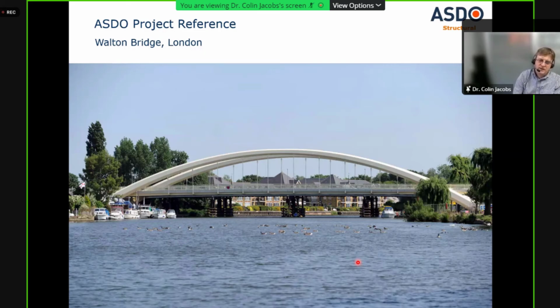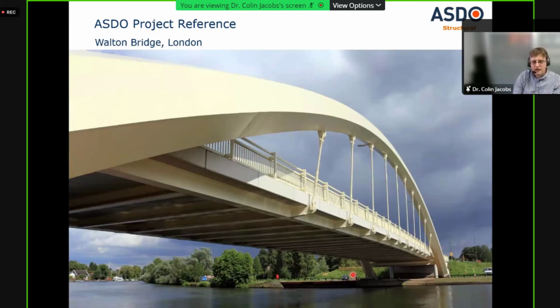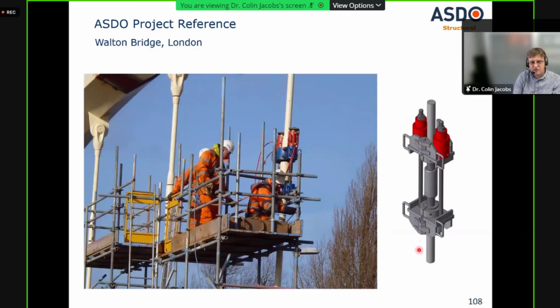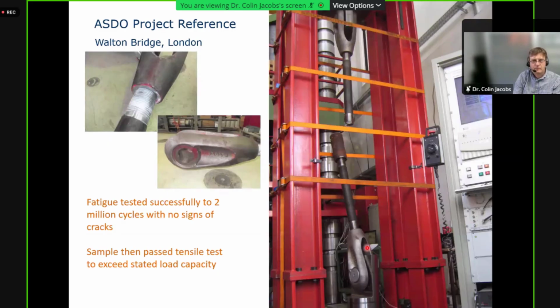The bridge over the Thames, again, allows nice sequential erection of the deck. So you put the hangers in place and just lift the deck pieces into place. Again, stressing can be completed very easily and very quickly on site. Also had to do tensile testing for this project. So this tie rod has already been loaded to 2 million cycles, and then a simple tensile test is performed to make sure it meets the proof load.